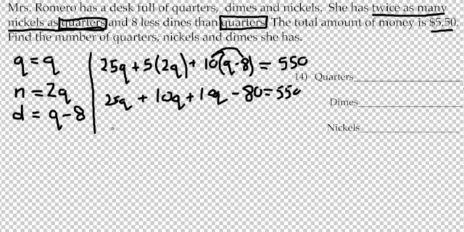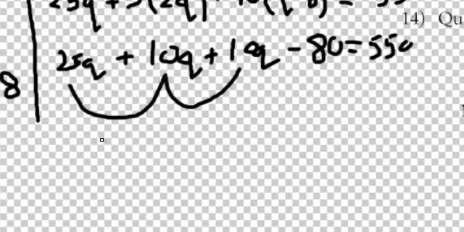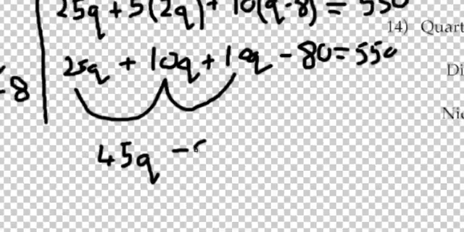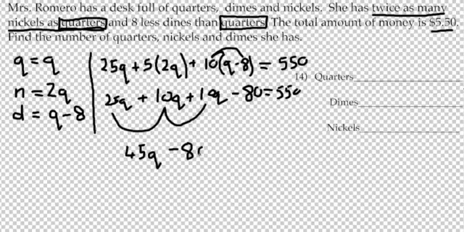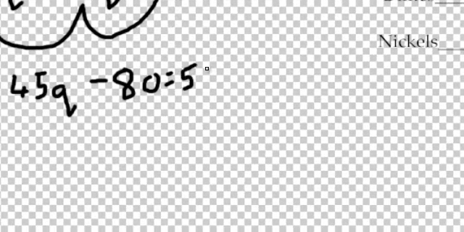Right. Time to combine stuff. There's a 25Q here. There's a 10Q here. And that is a 10Q here. Looks like a spider's died. But anyway, 25Q and 10Q and 10Q. What's that? Is that 45Q? So 45Q. Still got the minus 80. Still got the 550. Okay?